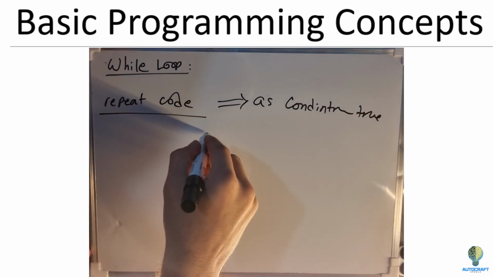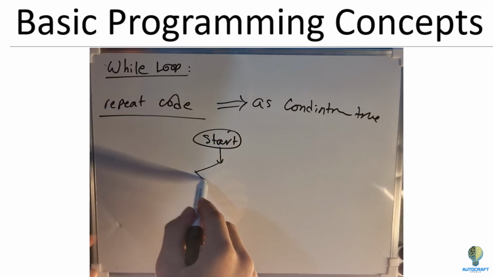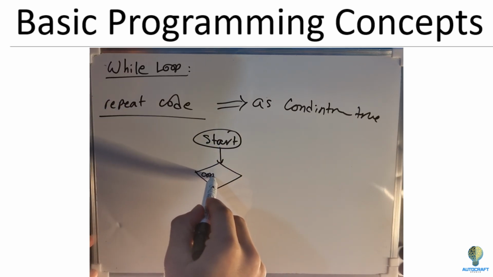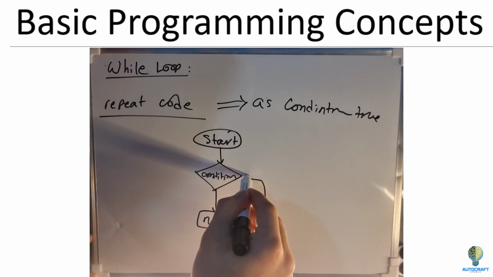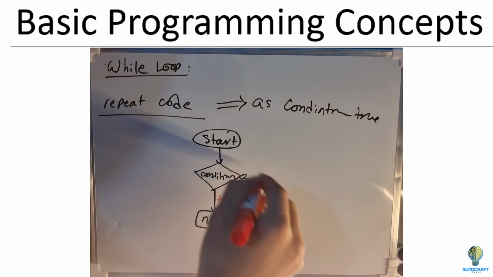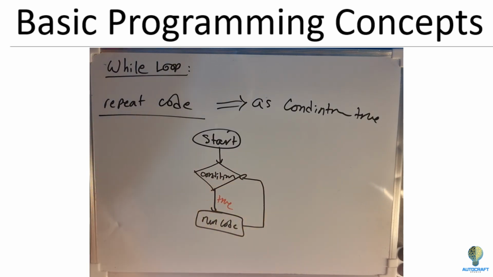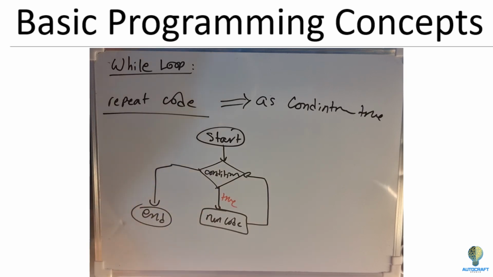First of all, we have to start the program. Okay, we will check the condition we have. If it's true, we run the command, run code. Then we have to return back to the condition and check whether it's still true or not. If it's true, then we will repeat the code until the condition is false. We will end the program.